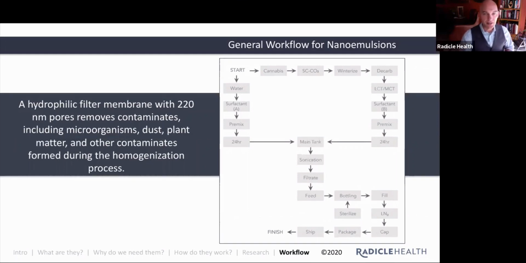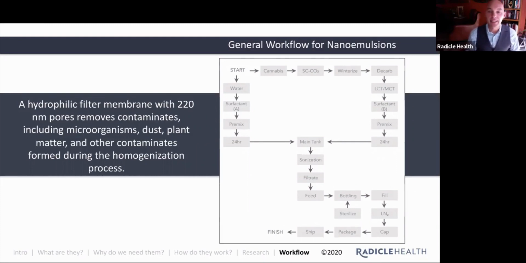It's extracted using supercritical CO2. It's winterized and decarbed. Then they add the carrier oil. In this case, they're listing both long chain and medium chain. There's a little bit of surfactant added to this phase, and then it gets premixed and it sits. Concurrently, there's the water phase, which is really just water and surfactant, and that mixes for a while. All of this then goes into a main tank. It goes through ultrasonic cavitation, the high-density break-stuff-apart step, and then they filter it, and then it goes into bottling.